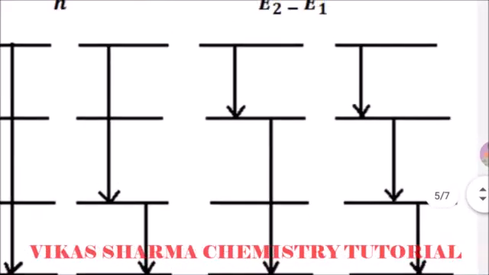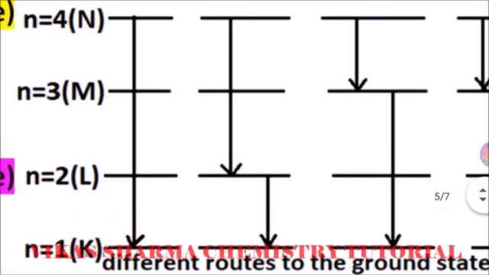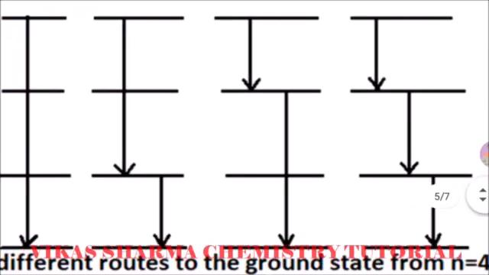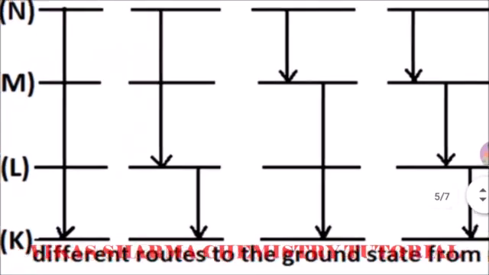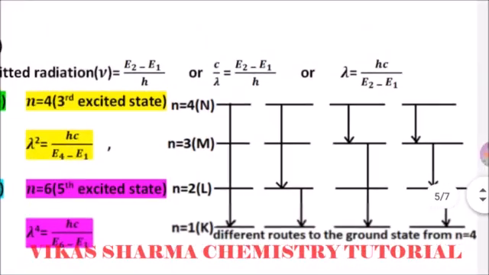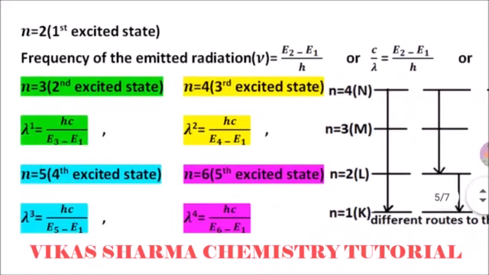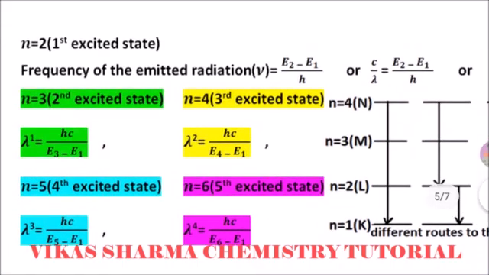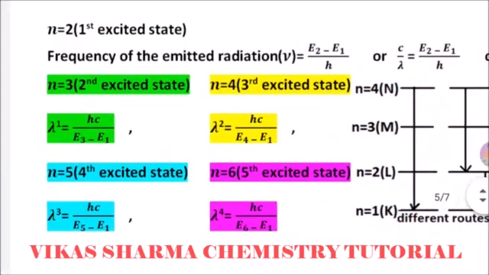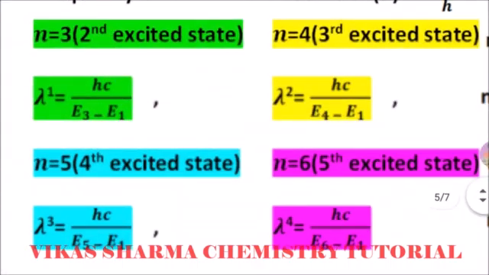And in the fourth example you have seen, first the electron comes from n equal to 4 to n equal to 3, then n equal to 3 to n equal to 2, and then n equal to 2 to n equal to 1. So these four patterns you have seen. n equal to 3 is the second excited state, and n equal to 4 is the third excited state. So the equations are changed.